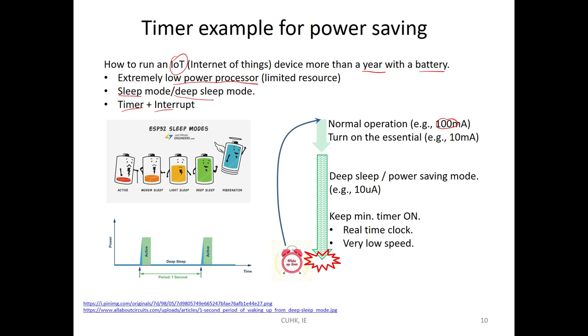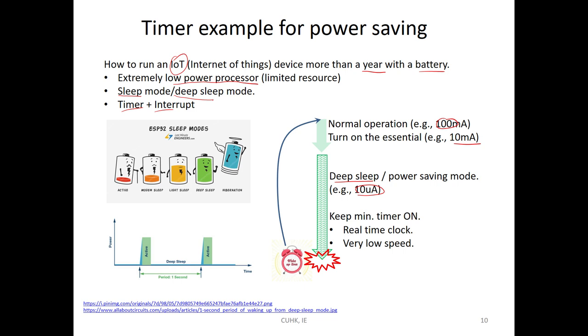When you use GPIO port A, we turn on port A only, right? Same, then you can reduce the power, operating only the essential part, maybe 10 milliamps. But if your CPU can go to sleep mode or deep sleep mode, the operating power may be microamps. Of course, in deep sleep mode, your processor will not have any calculation power. It cannot do anything, just sleep.